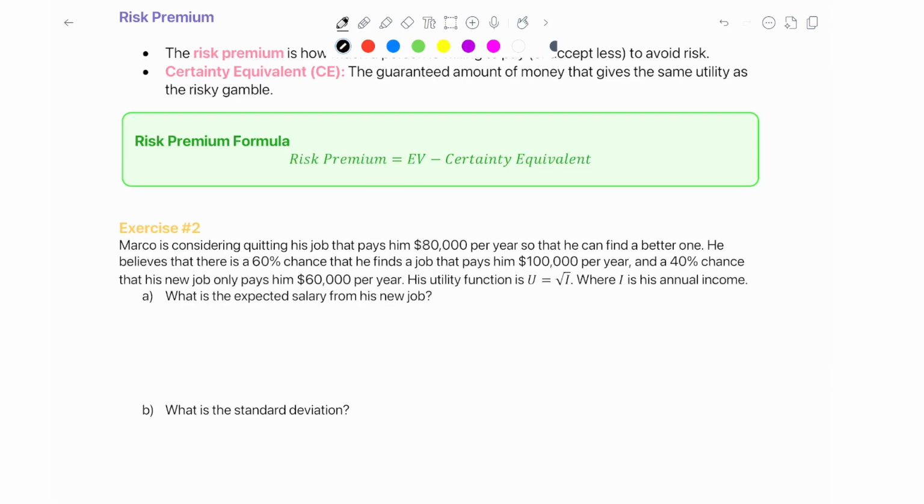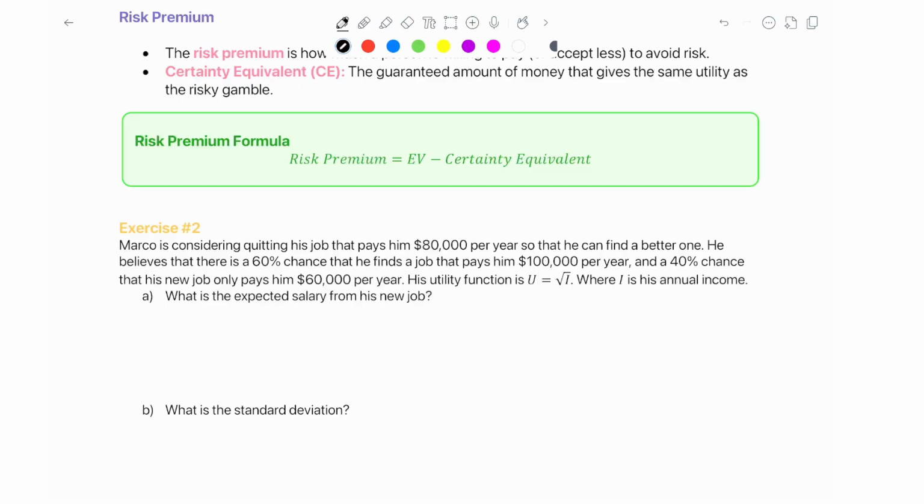So this is our case. Marco is considering quitting his job that currently pays him $80,000 a year. So he doesn't have to do that. He can stay at his job. He has an $80,000 guaranteed. He believes that there's a 60% chance that he finds a job that pays him $100,000 and a 40% chance that he finds a new job that only pays him $60,000.